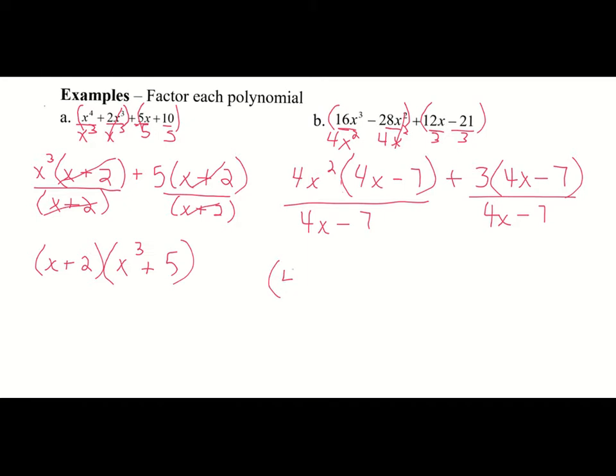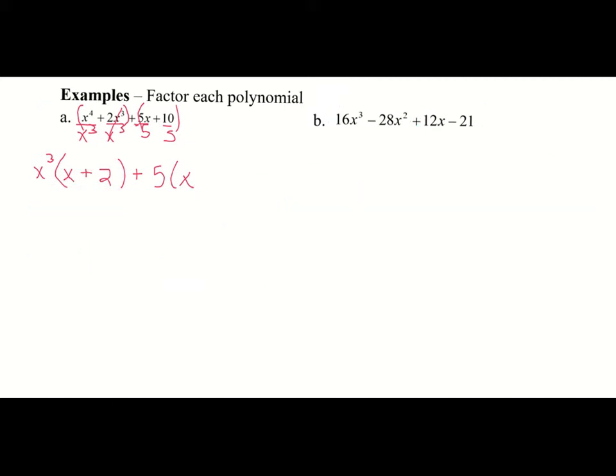And that will leave me with a final answer of 4x minus 7 times 4x squared, because that's what I get when I cancel out there, or I factor out, 3. And that is my final answer for that one.